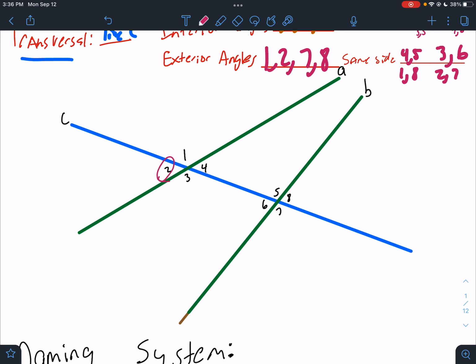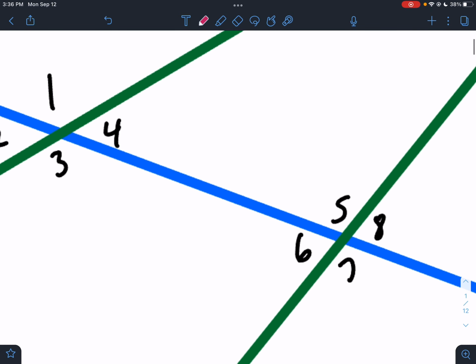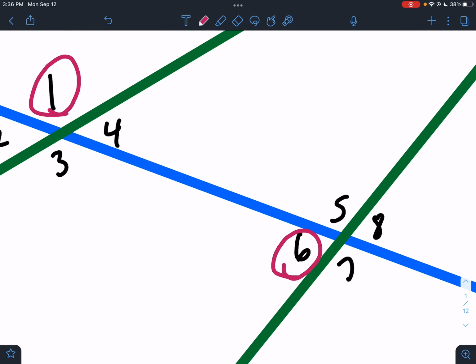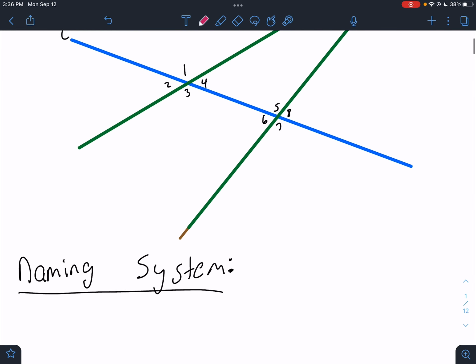You might think 2 and 4 are alternating. Yeah, they're on different sides, but again, one intersection. We would call those vertical angles. Now, one that's a little bit different would be like 1 and 6. Those are alternating, but we'll explain later that there's no name for those. So I'm going to leave those alone as well.